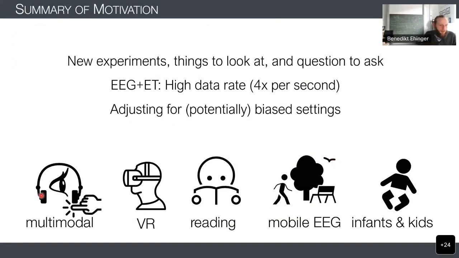Like you can look at multimodal experimental paradigms in a different light. Whenever you do VR, you have eye movements. There are always so many things happening at the same time. Reading, of course, is possible without eye movements, but not very well. Mobile EEG, or getting infants or kids to look at the dot, is really difficult. So if this all works out in the end, we don't know, and it's applicable to many situations, that would be really great because we can check all of these things and have new experiments, new questions to answer.